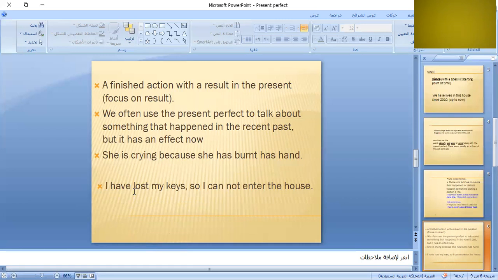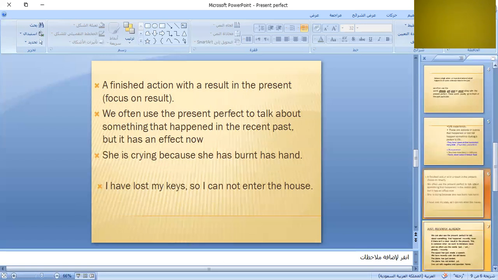I have lost my keys, so I cannot enter the house. I have lost my keys. Now they are lost. I don't have my keys now. I have recently lost them, maybe in the car, in the train, in the office, somewhere. But the effect of losing them is here now. What's the effect? I cannot enter the house.